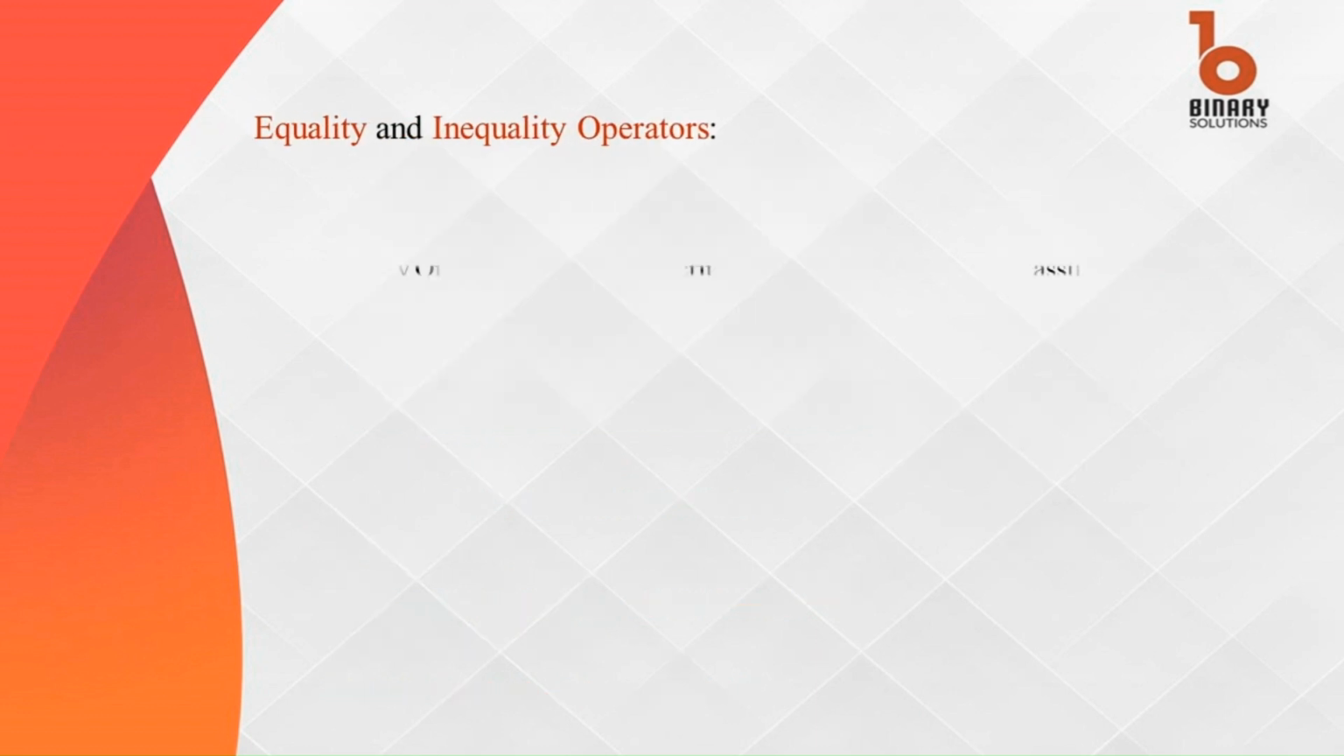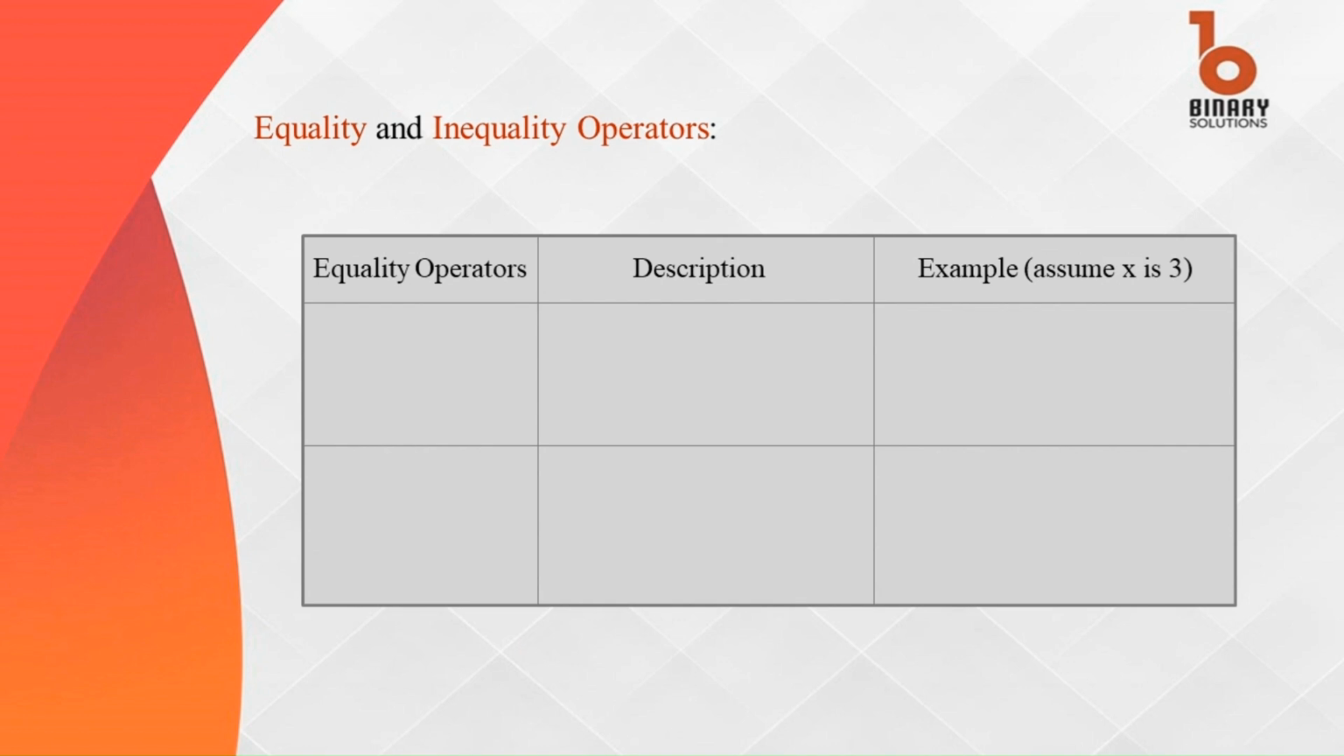Equality and inequality operators compare values in a program, returning true or false. Equality checks if values are the same, while inequality checks if they differ. These operators are essential for decision making in programming. This table illustrates the behavior of equality and inequality operators. The equality operator checks if two values are equal, such that A equal to B evaluates to true if A equals B. For example, if x is equal to 3, the result is true, but if x is equal to 4, the result is false.